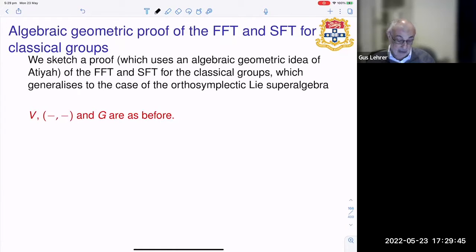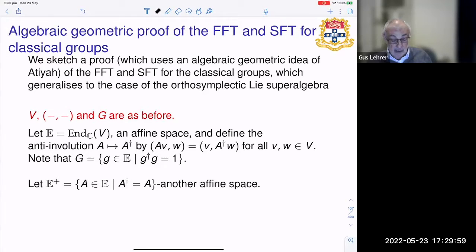So we'll take the context to be as it's been. We write E for the endomorphisms. Well, we think of it now not so much as an algebra, but as a space, an affine space of all linear transformations of V. And we define an anti-involution on it by this rule. And we note that G is the set of endomorphisms of E which satisfy this condition. Of course, that entails that they're non-singular.